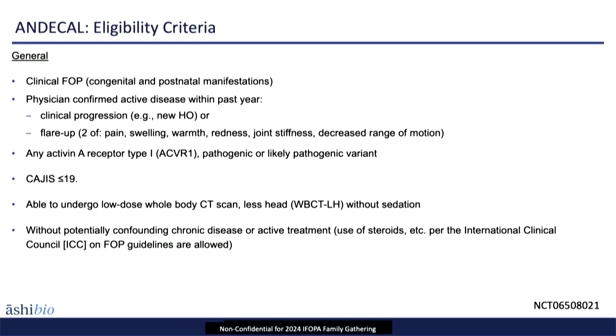And this one's eligibility criteria will need an FOP diagnosis, with active disease within the past year, and so there will be a couple of factors for that. And then basically any ACVR1 mutation or pathogenic variant. Importantly, this one's CAJIS score requirement is less than or equal to 19. And people will need to be able to do the whole body CT scanning, as well as any of the other imaging depending on the part, and basically no confounding or chronic diseases that might be an issue.